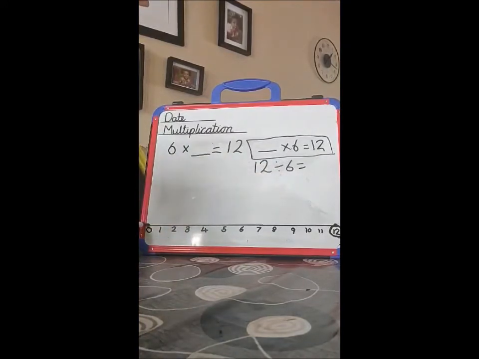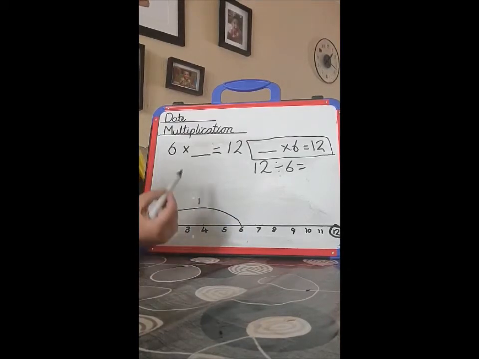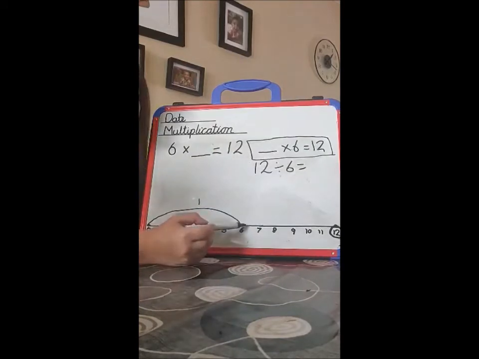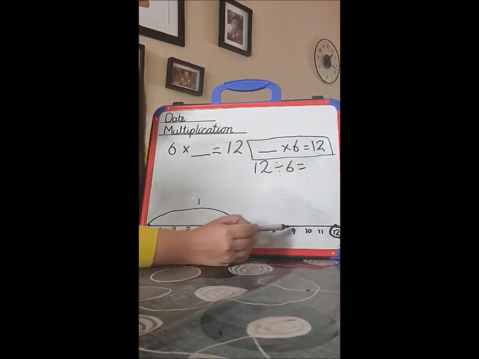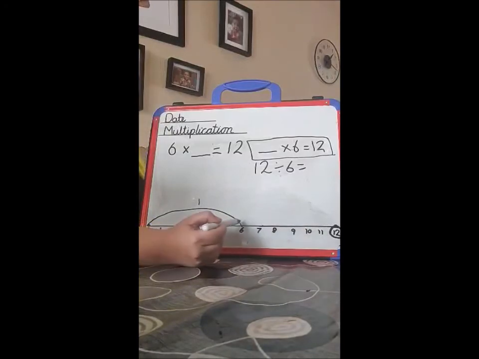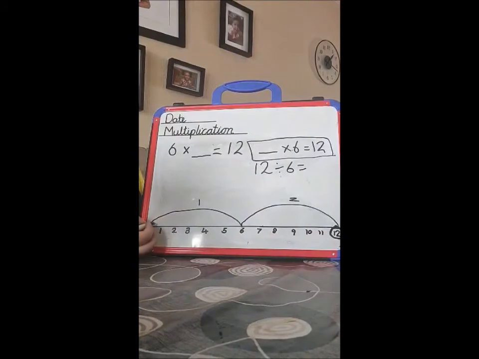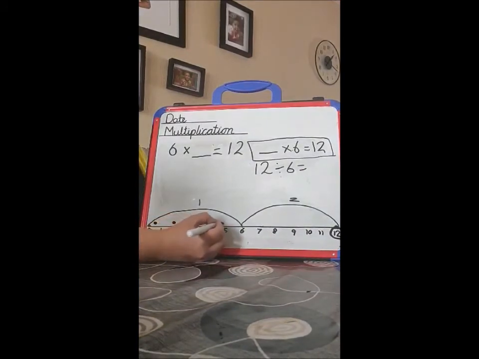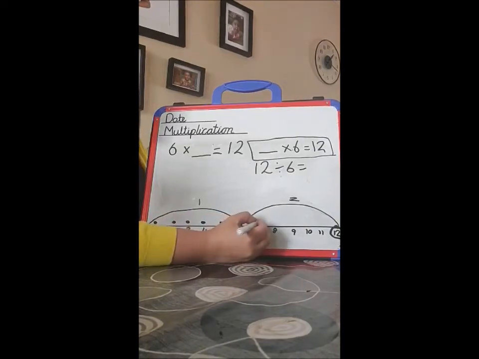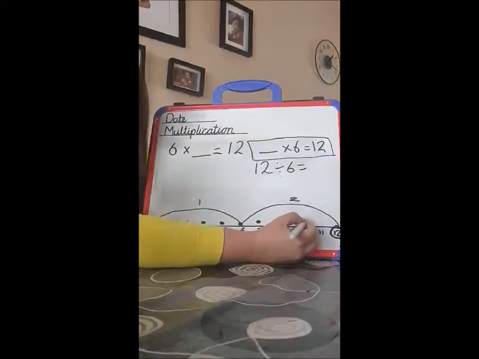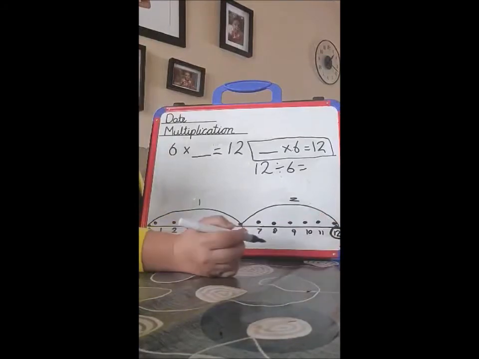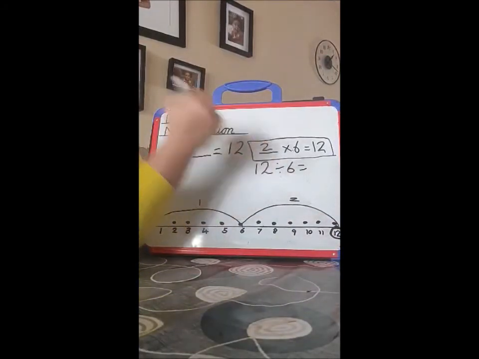So if I'm at 0, 1, 2, 3, 4, 5, 6, my first jump would be there. That's 1 jump. So far I've got 1 group of 6. Can I fit another in? 1, 2, 3, 4, 5, 6. I can. So that's 2 groups of 6. I have 2 groups of 6.